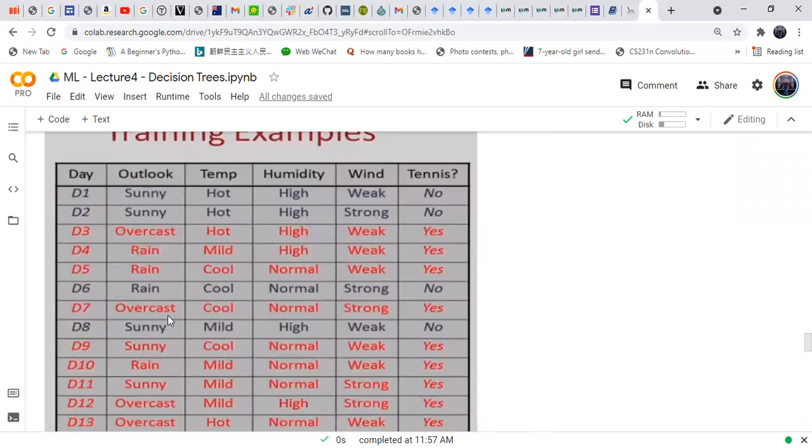Then we talk about the training example. Here are the days, and we planned whether we should go for tennis or not. We make the decision based on outlook, temperature, humidity, and wind.